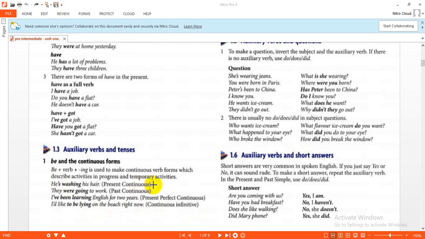هنا لدي present continuous اللي هو المضارع المستمر، الماضي المستمر، present perfect continuous المضارع التام المستمر، و continuous infinitive اللي هو مصدر مستمر. be and verb and ing يكون لي أزمنة تشير إلى جارية حالا أو بشكل مؤقت. وهذا لدي أمثلة هنا، هاي مهمة الأمثلة.